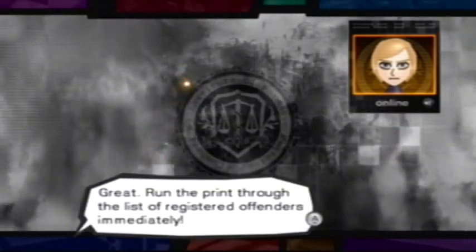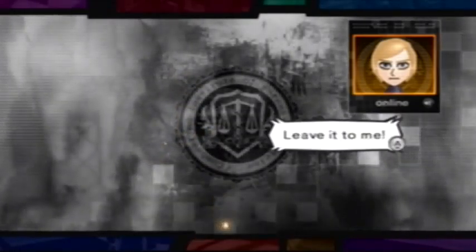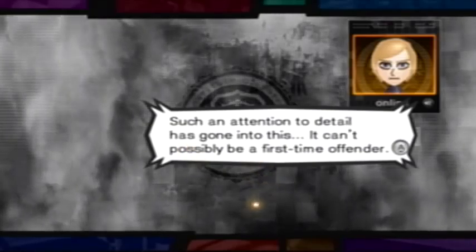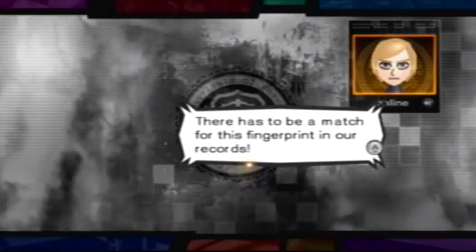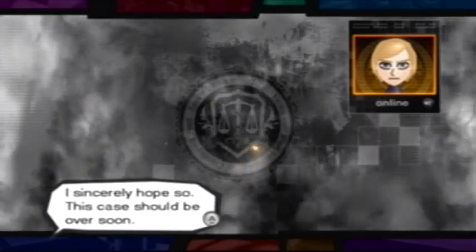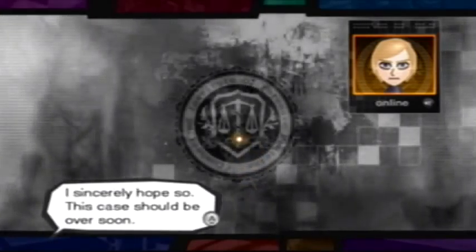Great. Run the print through the list of registered offenders immediately. Leave it to me. Such attention to detail has gone into this. It can't possibly be a first-time offender. There has to be a match for this fingerprint in our records. I sincerely hope so. This case should be over soon.